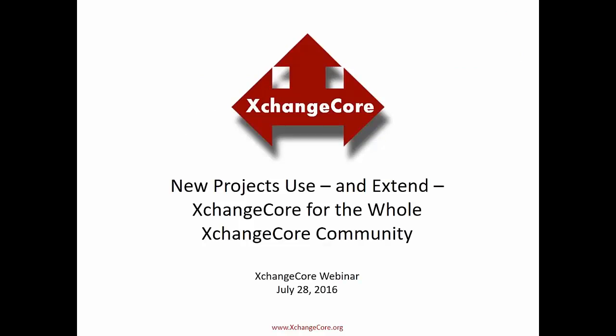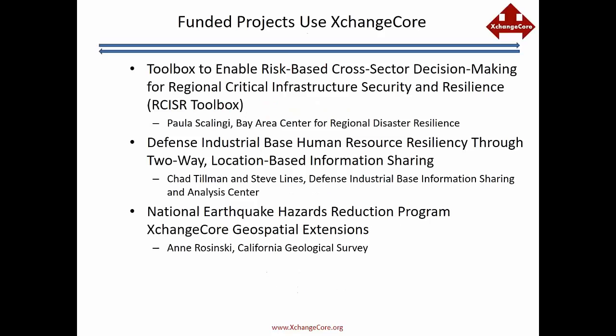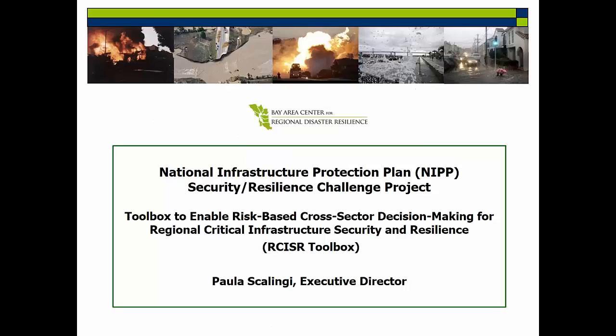So then in July we talked about three new projects that were built to use and extend XchangeCore. Again, these illustrate benefits. First one is the Bay Area Center for Regional Disaster Resiliency, which submitted a risk-based cross-sector decision-making toolbox for critical infrastructure security and resilience, the RCISR toolbox. XchangeCore is part of that. Defense Industrial Base Information Sharing and Analysis Center looked at how to do a better job of two-way location-based information sharing and use XchangeCore for that. And the National Earthquake Hazards Reduction Program, funded through the Earthquake Engineering Research Institute and the California Earthquake Clearinghouse, XchangeCore Geospatial Extensions. So let's start out with the Bay Area project.